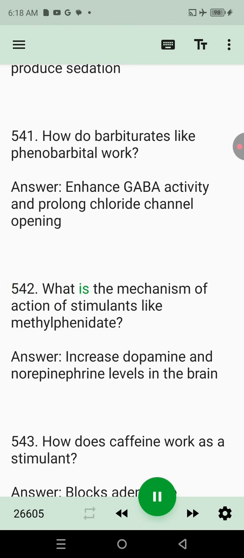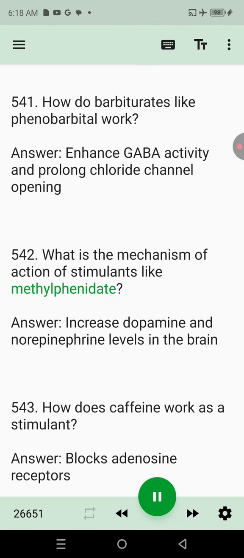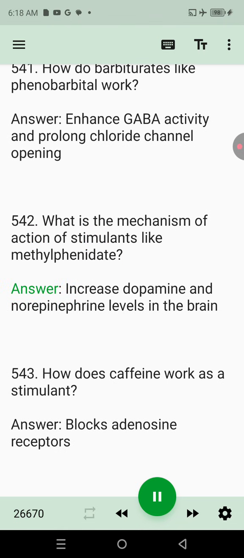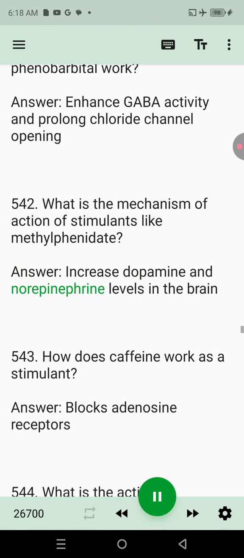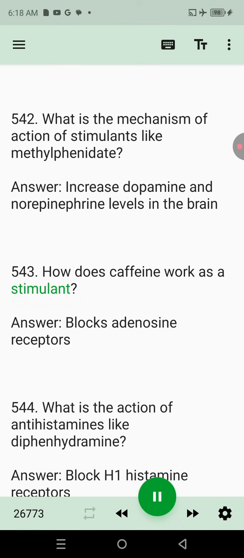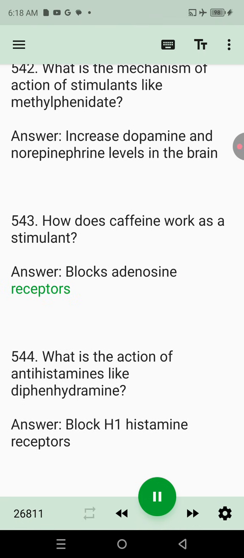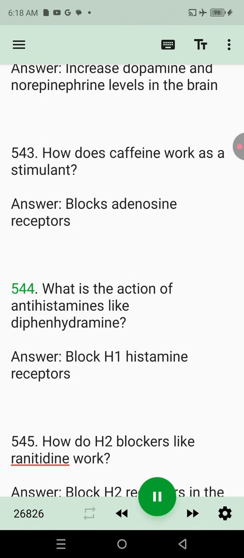542. What is the mechanism of action of stimulants like methylphenidate? Answer. Increase dopamine and norepinephrine levels in the brain. 543. How does caffeine work as a stimulant? Answer. Blocks adenosine receptors.